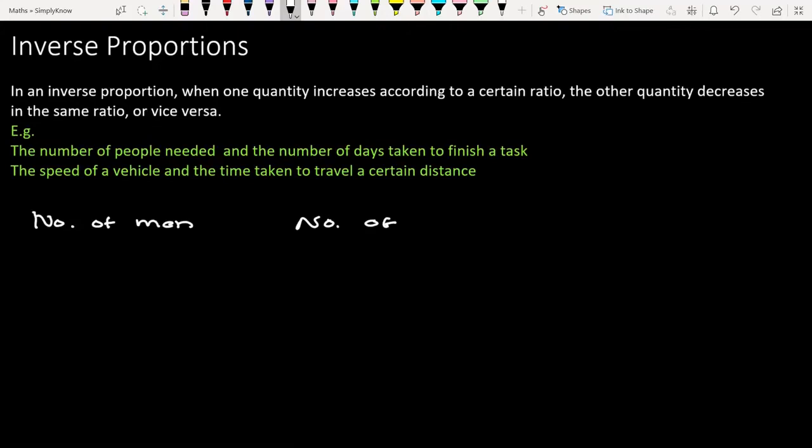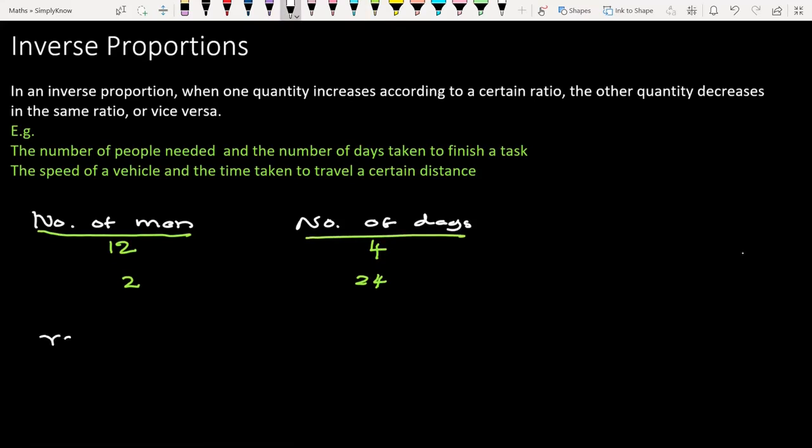Let's take number of men and number of days to finish a certain task. Let's say 12 men finish a certain task within 4 days. Now, if we reduce the number of men, let's say from 12 to 2, what will happen to number of days? That will definitely increase. Let's say it's 24. Now we can clearly see that number of men and number of days are in an inverse proportion.